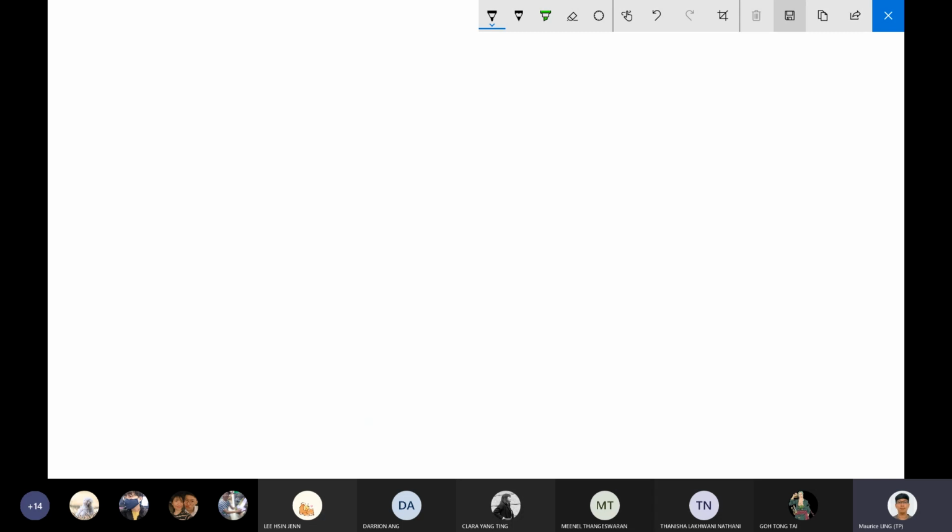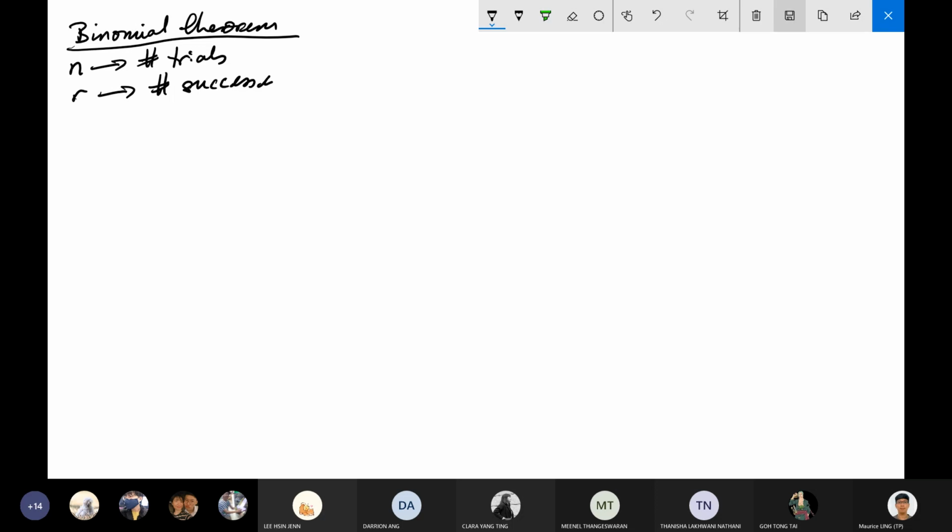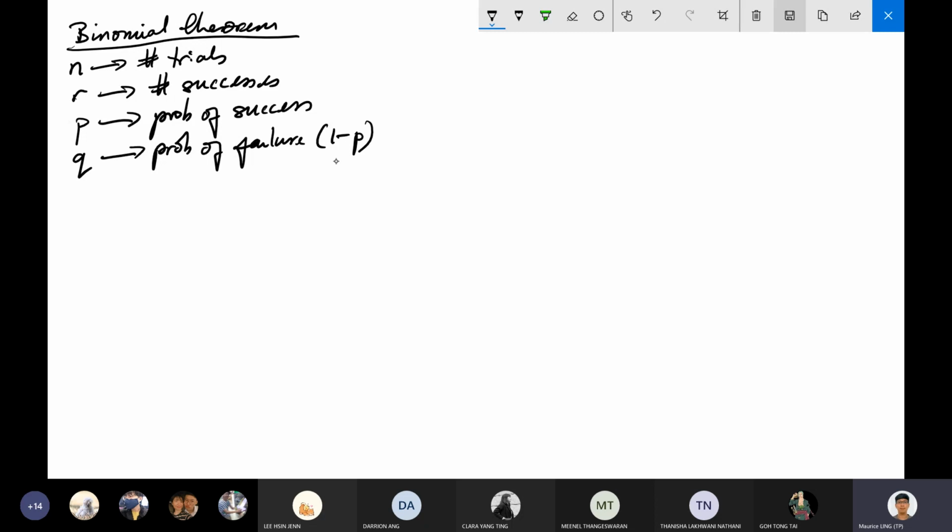Okay. So for the binomial distribution or binomial theorem, let's just state a few things. N is the total number of trials. R is the number of successes. P is the probability of success. Q is then the probability of failure, which is actually 1 minus P.